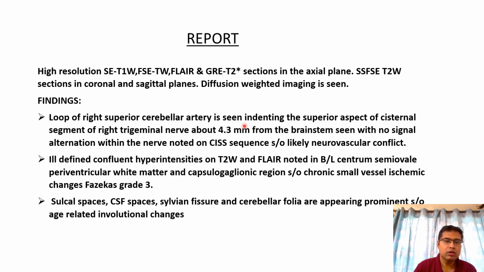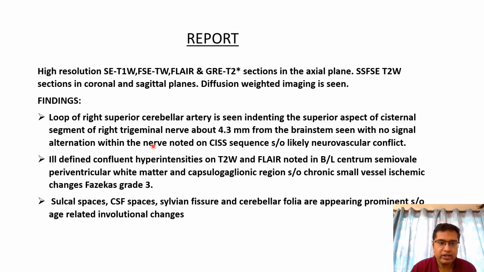So this is the report that I had given, that a loop of the right superior cerebellar artery was seen indenting the superior aspect of the cisternal segment of the right trigeminal nerve about 4.3 mm from the brainstem. That is about 4 mm from the root entry zone, which is the site of transition zone from central to peripheral myelination. To understand it in greater detail, you can look at my video on conference discussion.